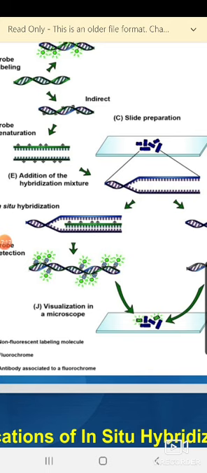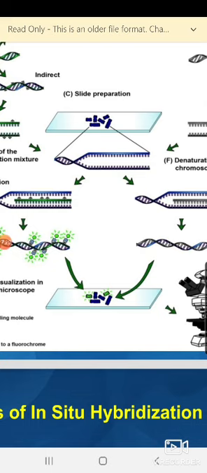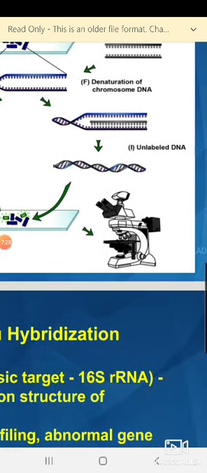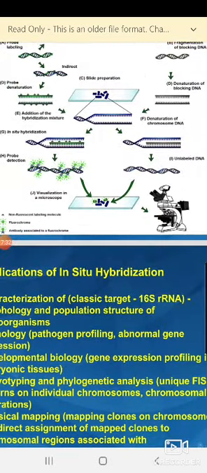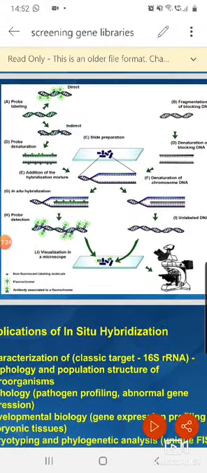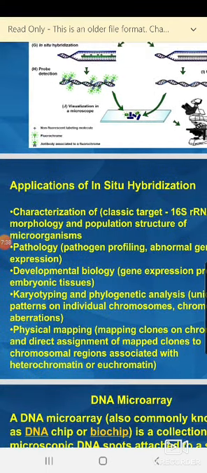Okay. So if it is a P32 label, you need to go for autoradiography. If it is a fluorescent label, then you can directly visualize it through a phase contrast microscope, and you can see. Now if it is fluorescent, that is named FISH. You must know, you have studied it in your genetics classes.